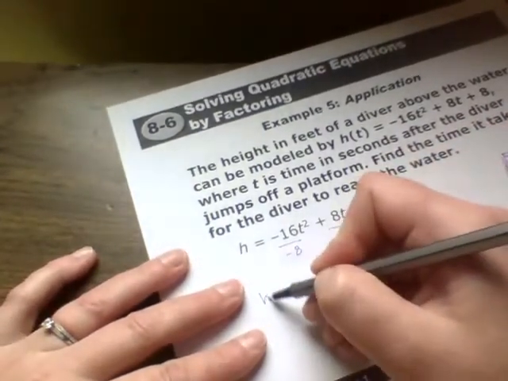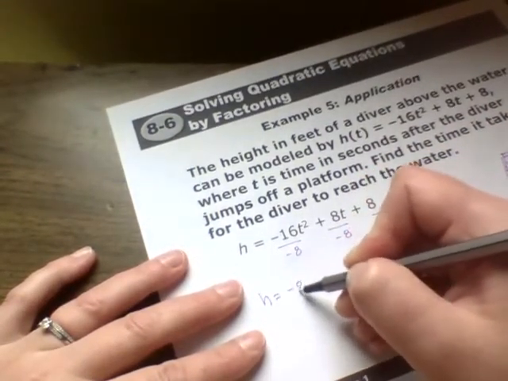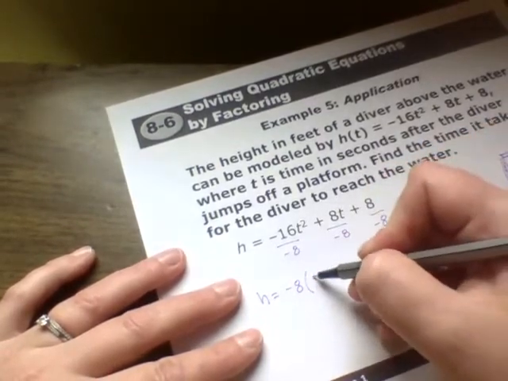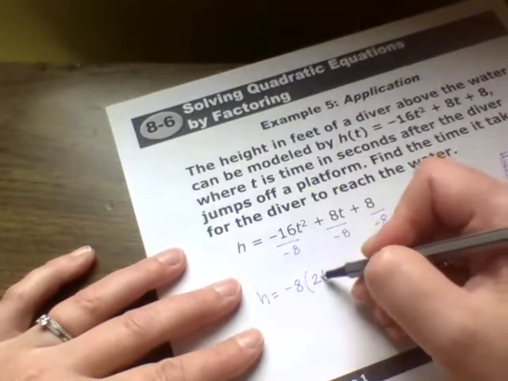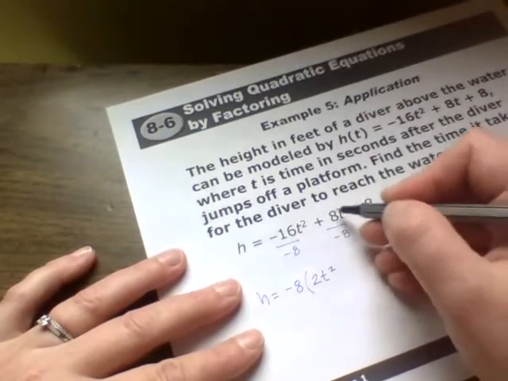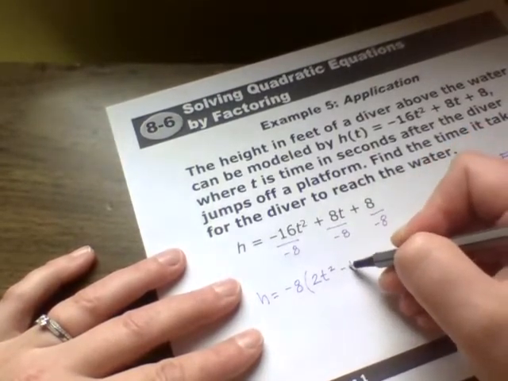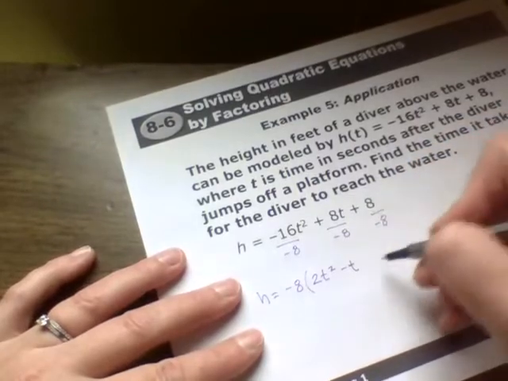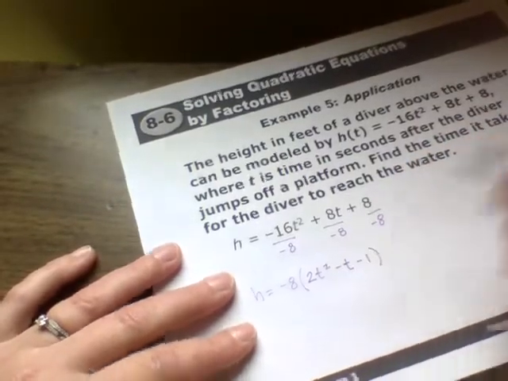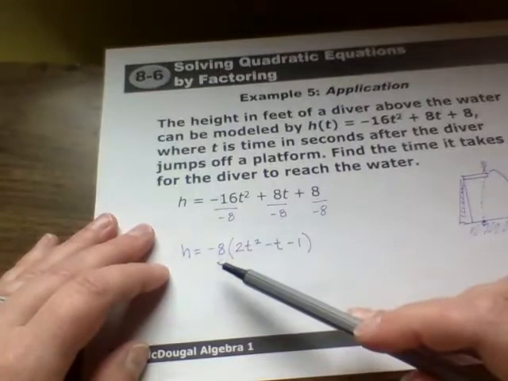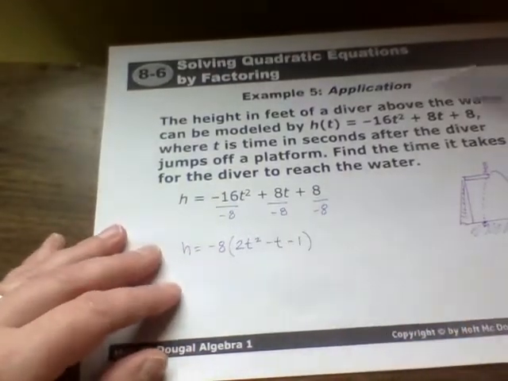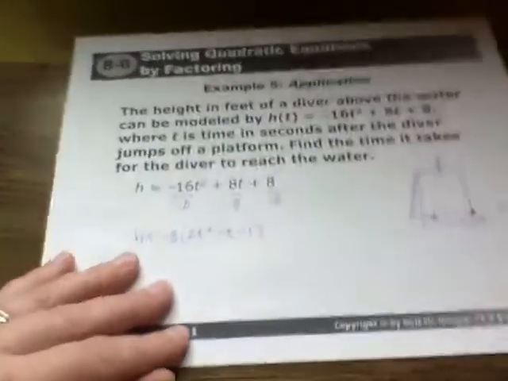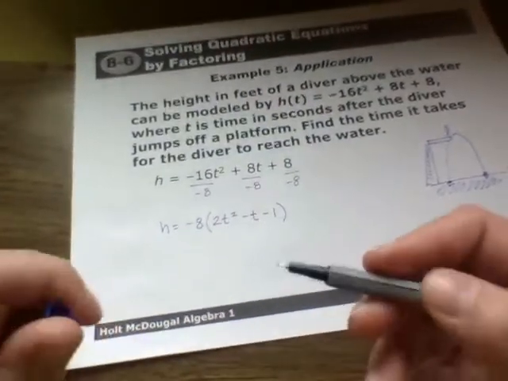If you divide by -8, that now means that the height equation is going to be -8 times 2 from this fraction, t squared, and then minus t, or minus 1t, and then over here, minus 1. So we've taken out this 8, okay? And now we have this problem where we have a leading coefficient that is not the number 1. So hopefully you remember back to how to do this.